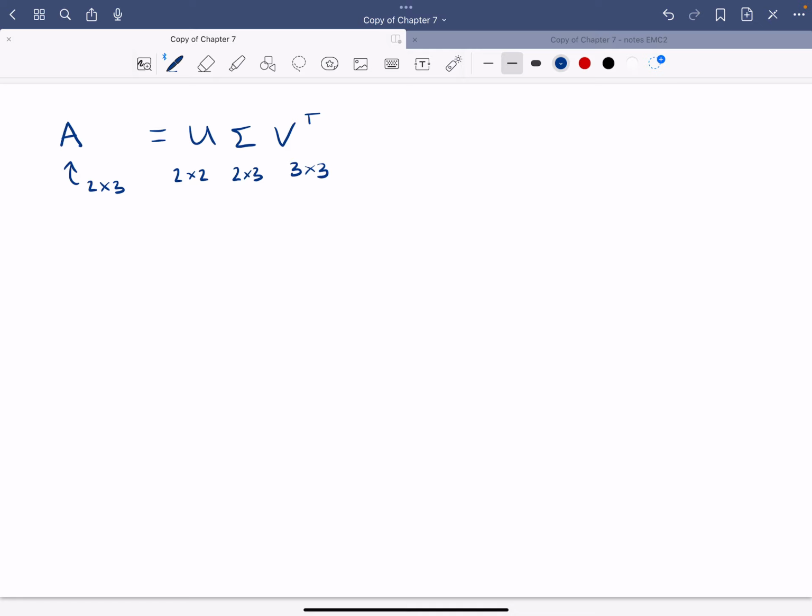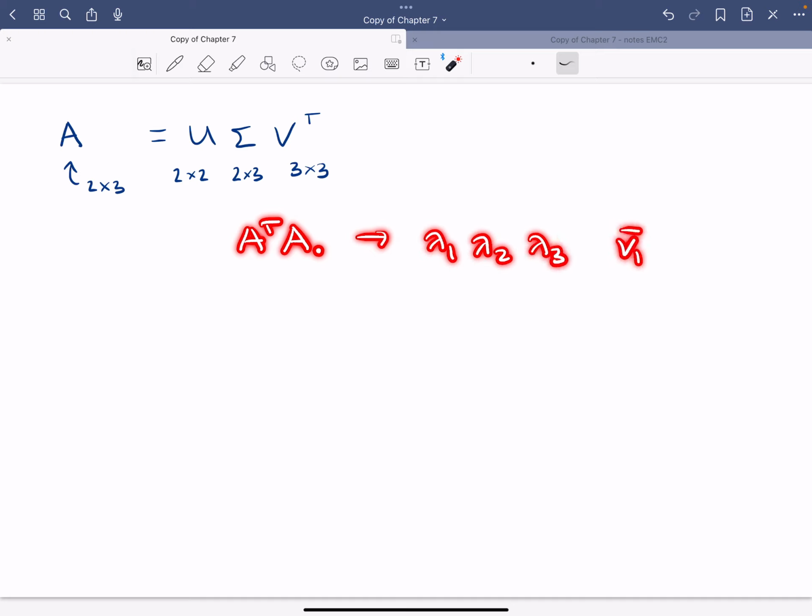All right? So first we computed A transpose A. Then we found the eigenvalues of A transpose A. That gave us 3 eigenvalues. And then we found the eigenvectors of A transpose A. Now, finding the eigenvalues and eigenvectors of a 3 by 3 matrix is not the funnest. It's not the easiest thing to do. There's a little bit of work involved in that.